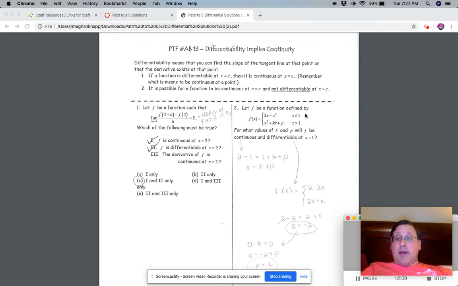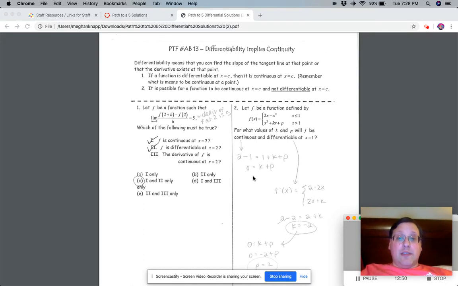Number 2 talks about a piecewise function, that they want to be both continuous and differentiable. We talked a lot about continuity with this sort of thing, that we need the function to be this close to the same thing no matter which side we approach from. So they plugged in 1 for x and got 1. They plug in 1 for x here and they get 1 plus k plus p. And then this all reduces to k plus p equals 0. That'll make the function continuous, but not necessarily differentiable.